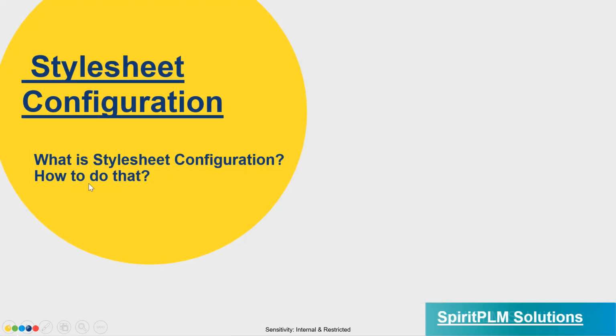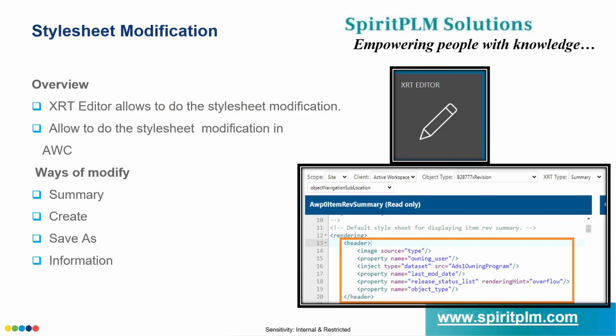Okay, how to do the style sheet configuration in Active Workspace 6.3? So this is a regular feature called XRD editor. Might be some people are already aware of this. So using XRD editor, you can do the style sheet modification. So you can customize the style sheet for summary panel, for create panel, for save as panel, for information panel. Okay, and according to that, you can customize it.